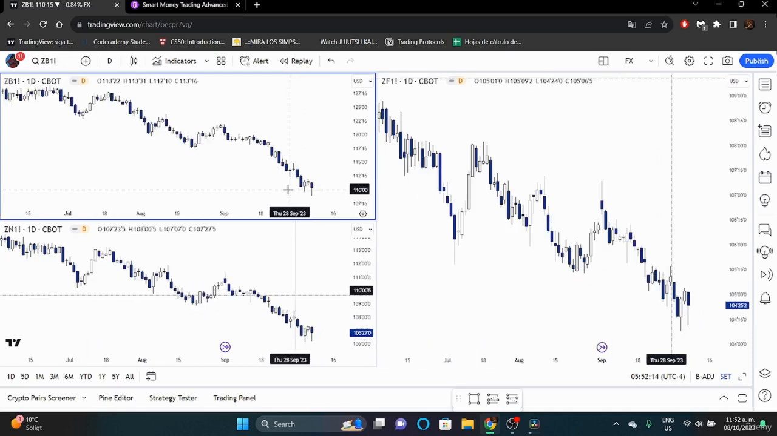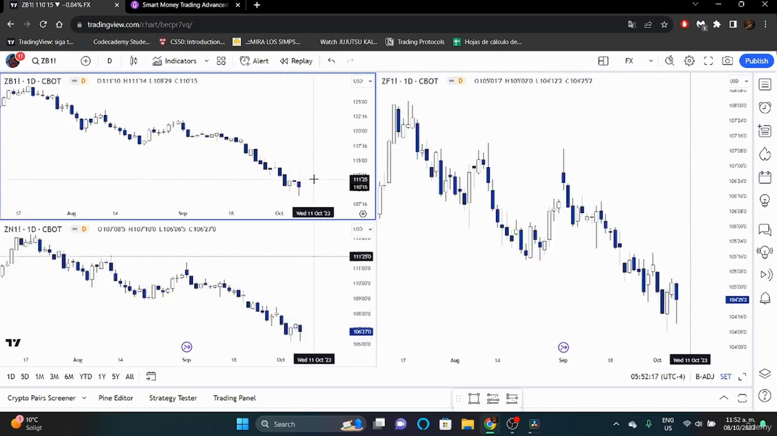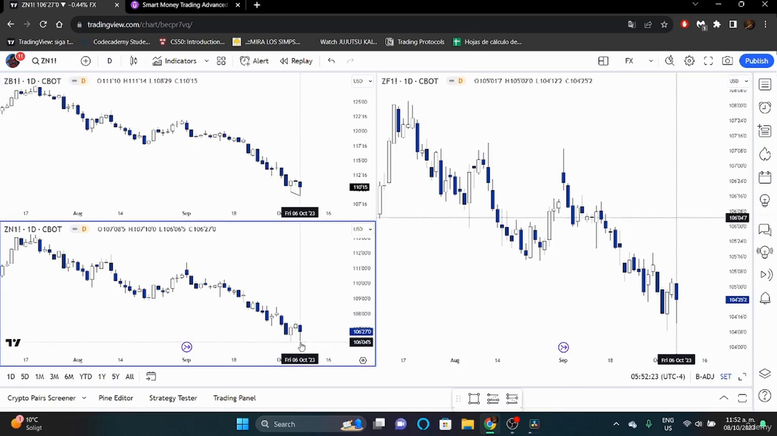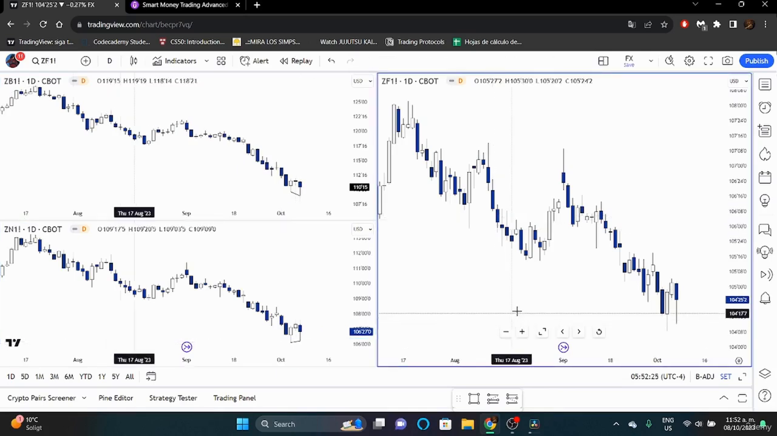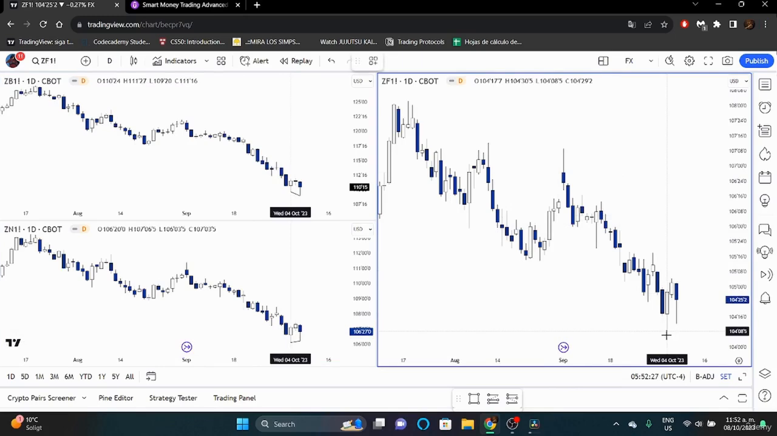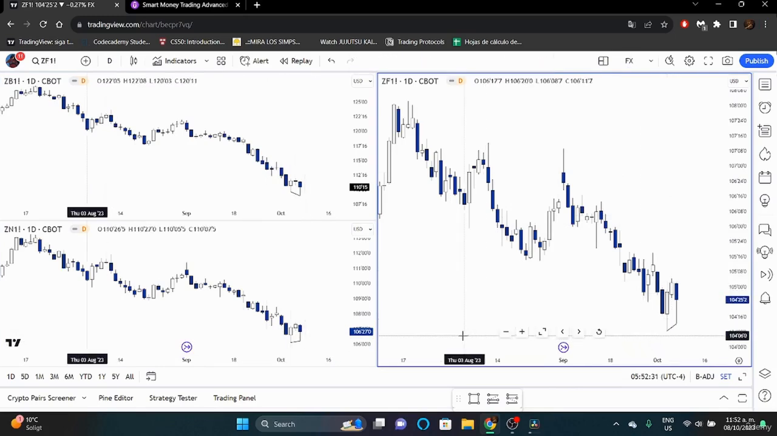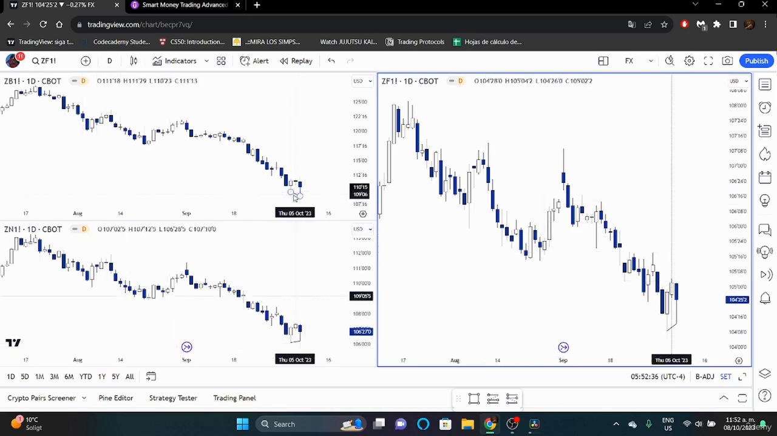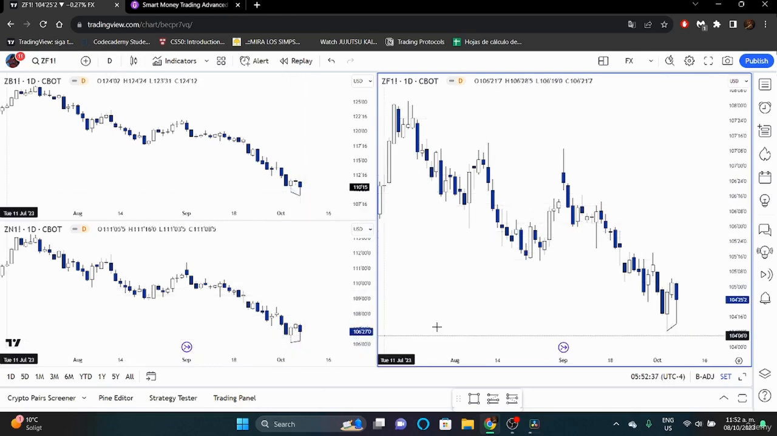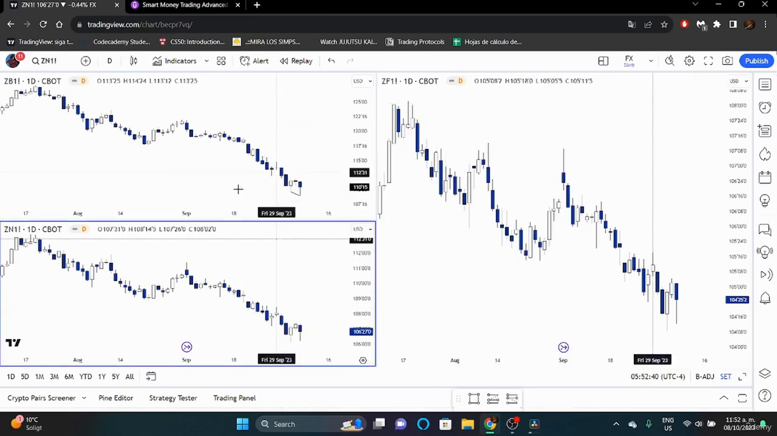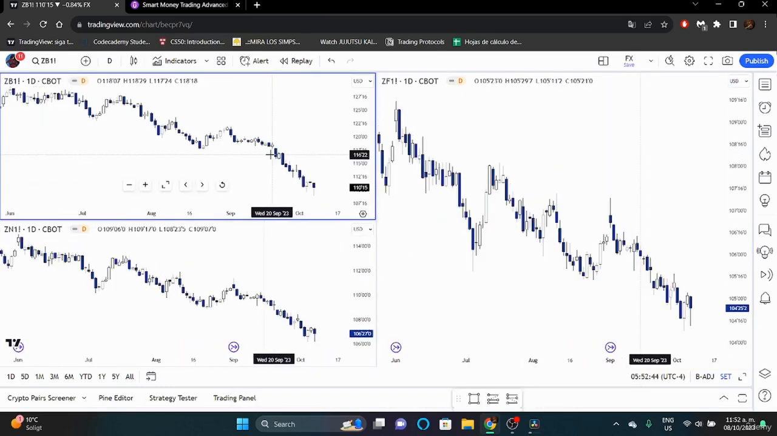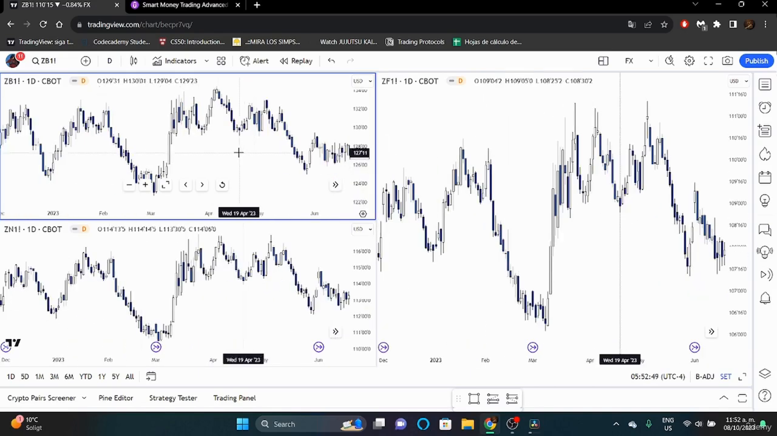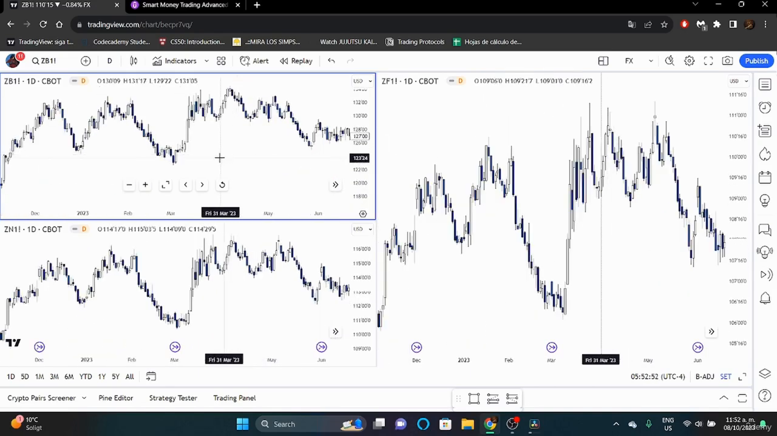But look at this. This is an SMT divergence, smart money technique divergence. We have a low, we have a higher low right here, and what do we have here? A higher low. Okay, if these assets are correlated, then why is this making a lower low and these ones are making higher lows? Because there's been a massive accumulation down there. I'll show you an example of real data of what I'm expecting with my bias.